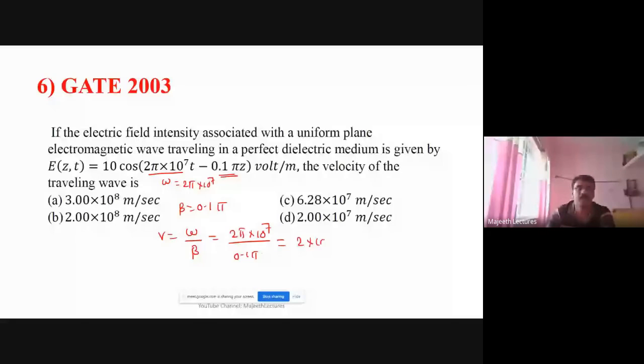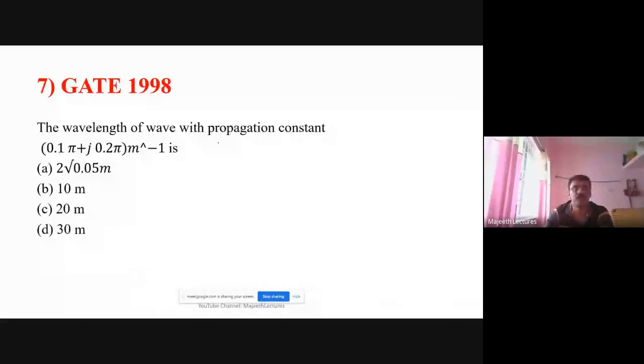What is the wavelength of the wave with propagation constant, this one? I forgot to mention, propagation constant is equal to alpha plus j beta. If you have studied DLW, you must know gamma is equal to alpha plus j beta. This is propagation constant, this is attenuation, and this is phase constant. The unit is meter power minus 1.